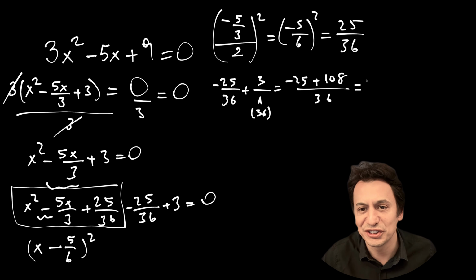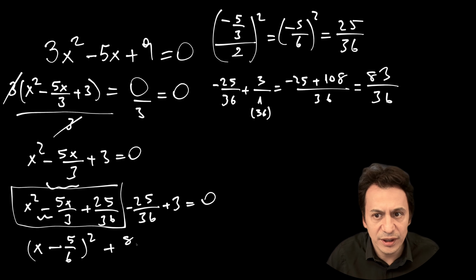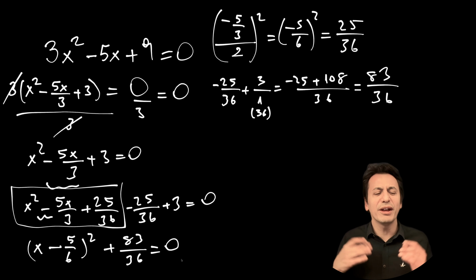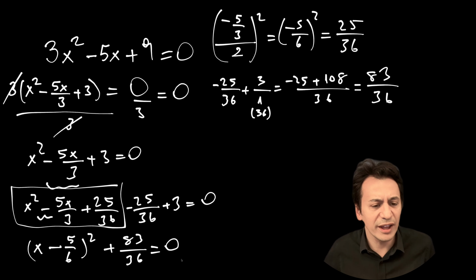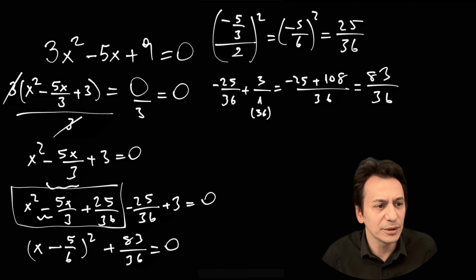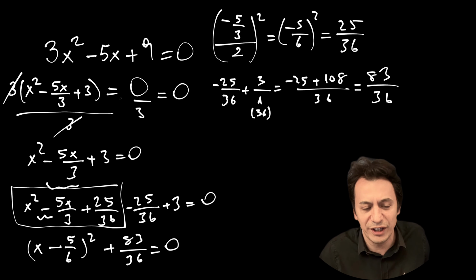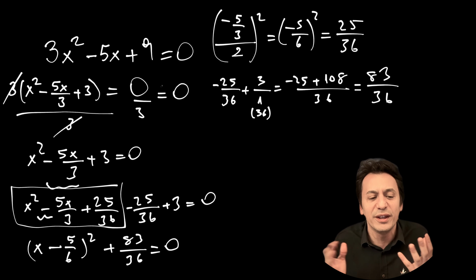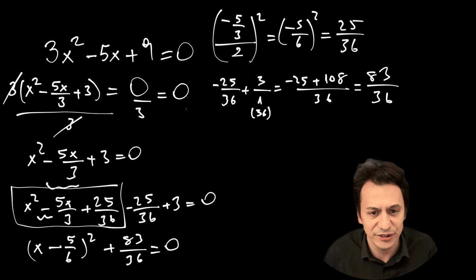I do the calculations, it's okay. Now, plus 83 over 36 equals 0. Okay, I know the numbers are messy, but that's good because it shows you that you don't need to see good numbers in order to solve an equation. You can solve the equation with messy numbers, with complicated numbers, right?